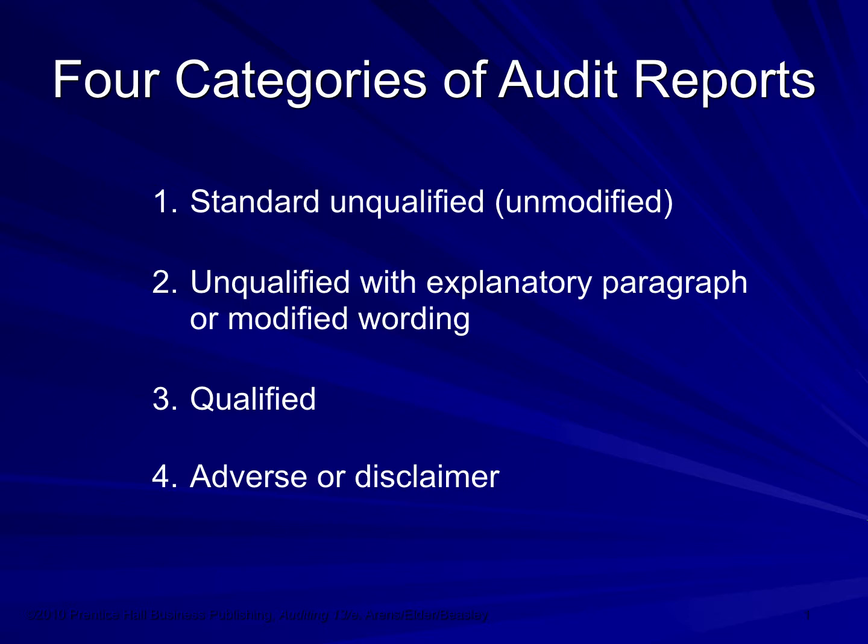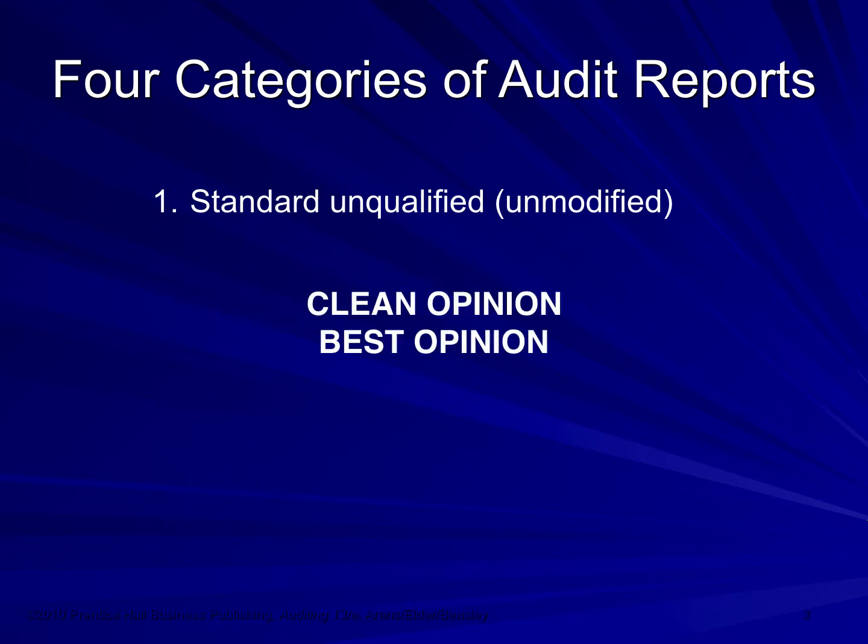There are 4 categories of audit reports. The first one is the standard, unqualified, unmodified report. Second is unqualified, unmodified with explanatory paragraph or modified wording. The third kind of audit report is called qualified or modified report. And the fourth is adverse or disclaimer. Out of these 4 categories, the first one, standard unqualified, unmodified report, is the clean opinion. That's the best opinion.